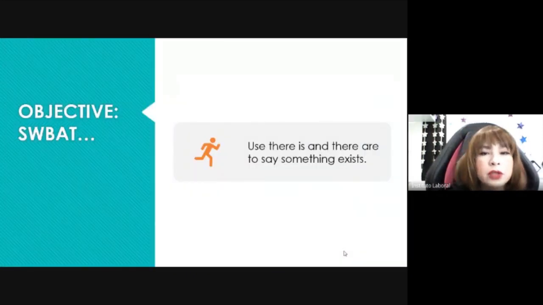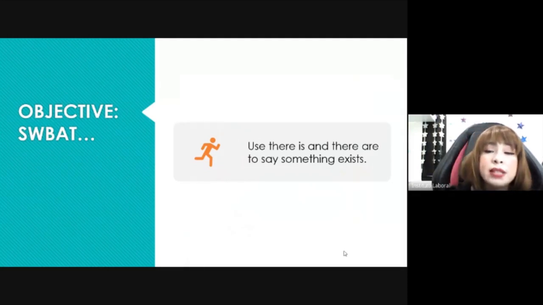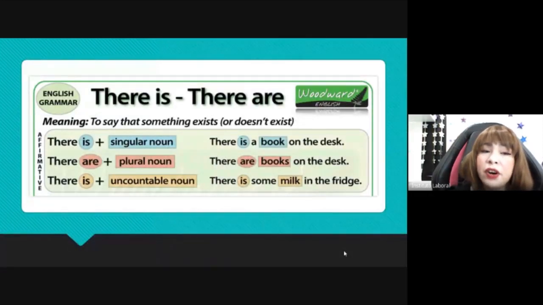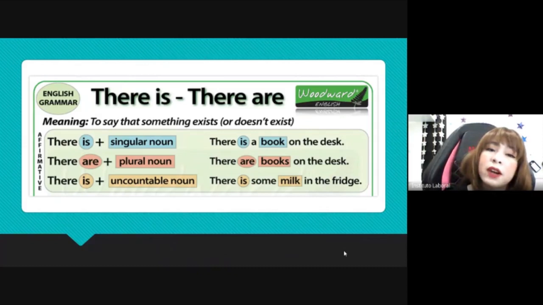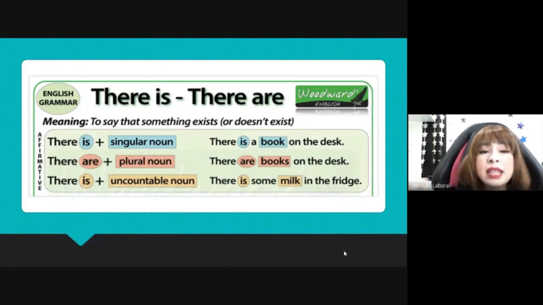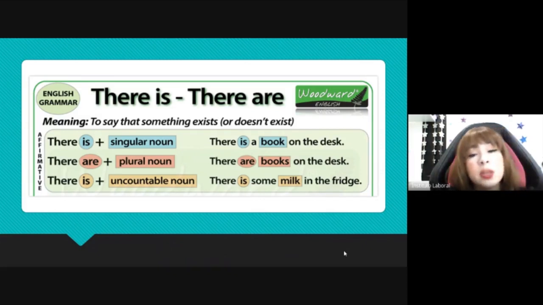The objective for today is to use there is, there are to say something exists. The meaning of the words there is or there are is to say that something exists, or doesn't exist if we use it in the negative. In the affirmative form, we use the singular is, the plural are. If the noun is uncountable, we use is. There is plus singular noun, there are for plural nouns, and there is plus uncountable nouns.